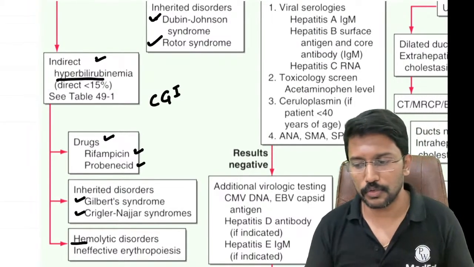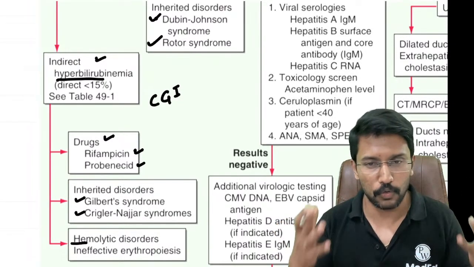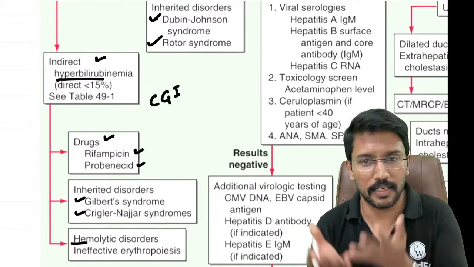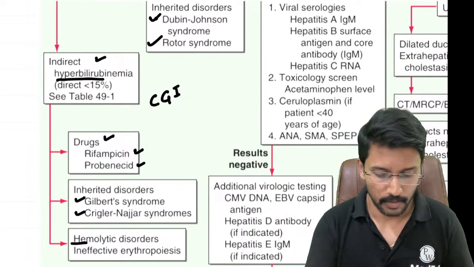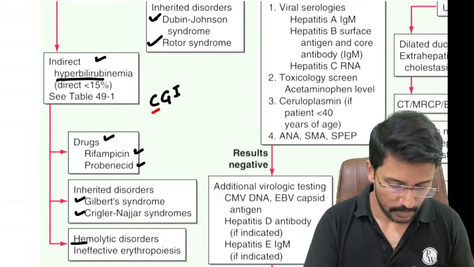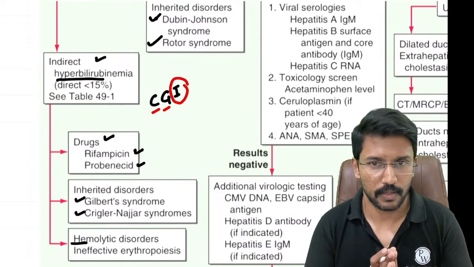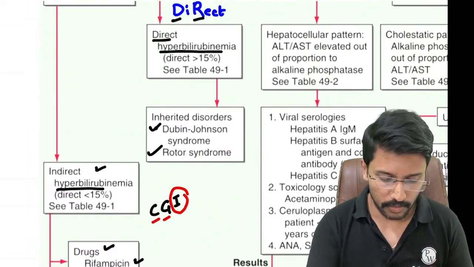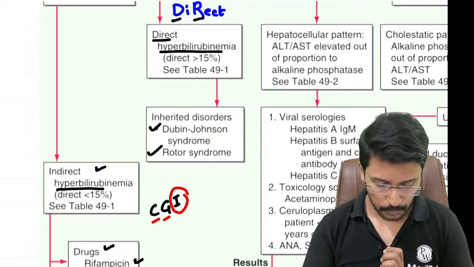What does CGI refer to? Computer generated imagery. Nowadays in Bahubali and all those movies, half of the scenes are generated inside a computer, so we call it computer generated imagery. So all you need to remember is those letters. Crigler-Najjar, Gilbert, indirect predominant hyperbilirubinemia. Dubin-Johnson and Rotor, they are direct predominant hyperbilirubinemia.